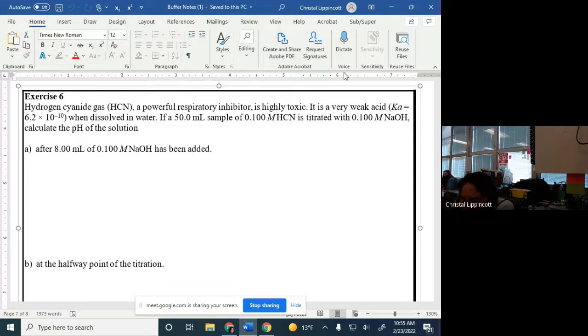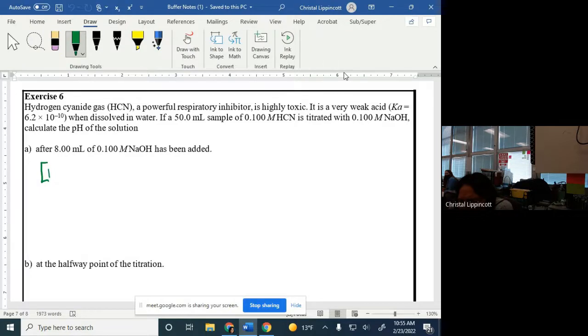added. Okay, so at this point, we have our 50 ml sample of this. We have a Ka value. We're trying to figure out what? pH. So we're going to figure out our H plus concentration. And that's going to equal our Ka, which they gave us here. Okay. So they gave us the Ka. And then we've got to figure out our molarity here.